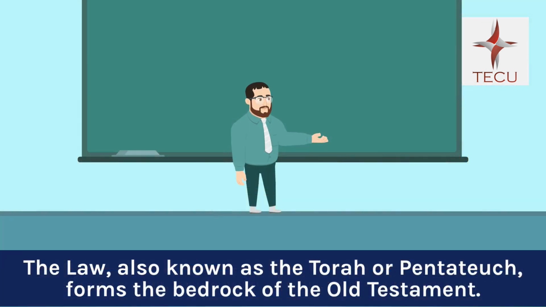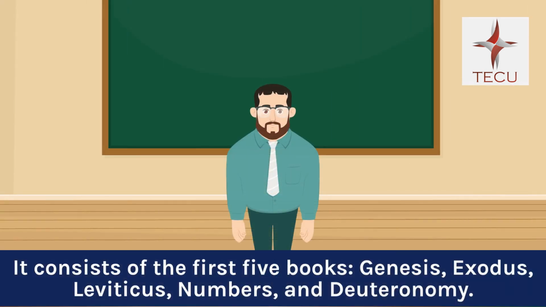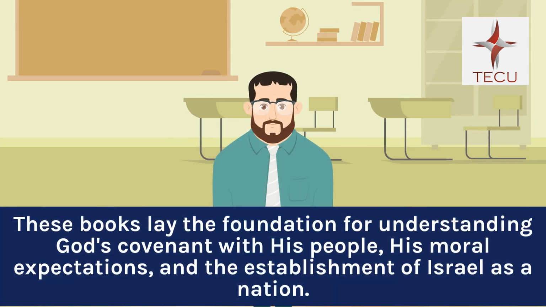The Law, also known as the Torah or Pentateuch, forms the bedrock of the Old Testament. It consists of the first 5 books: Genesis, Exodus, Leviticus, Numbers, and Deuteronomy. These books lay the foundation for understanding God's covenant with His people, His moral expectations, and the establishment of Israel as a nation.